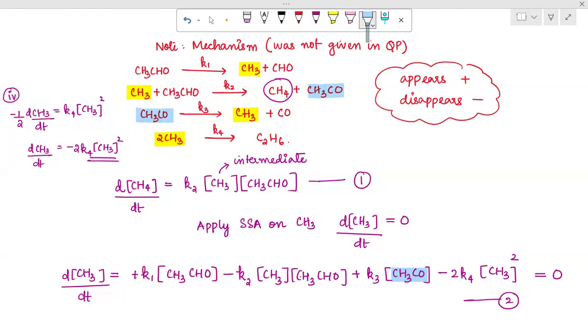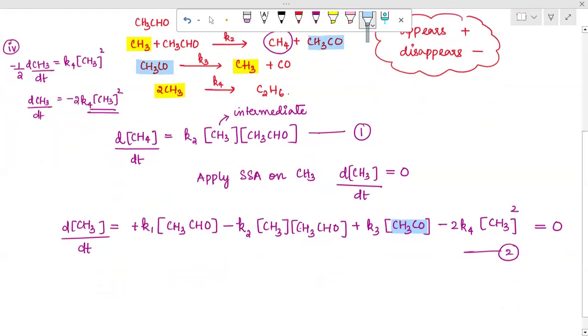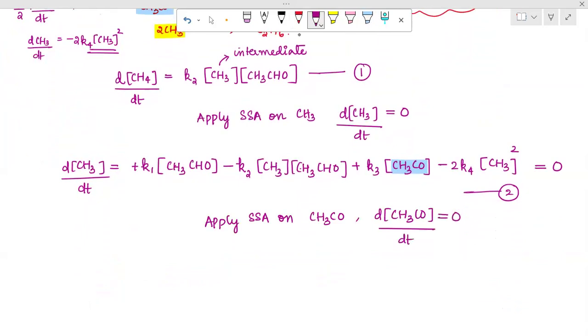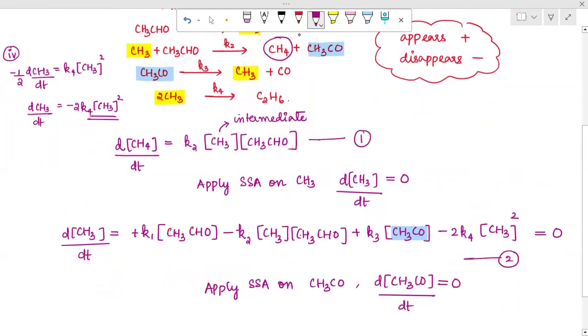So we need to apply steady state approximation on CH3CO as well, because we don't want any terms regarding the intermediate. So next, we will apply SSA on CH3CO such that the change in the concentration of CH3CO with time is equal to 0. There are only 2 steps, right? In the second step, it is being formed, so it will be plus K2 and the respective reactants.